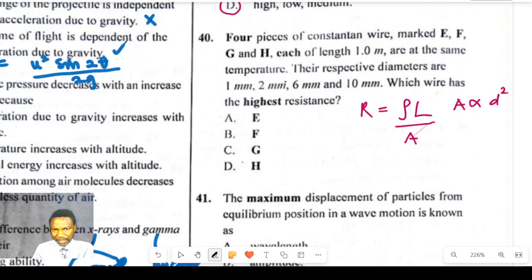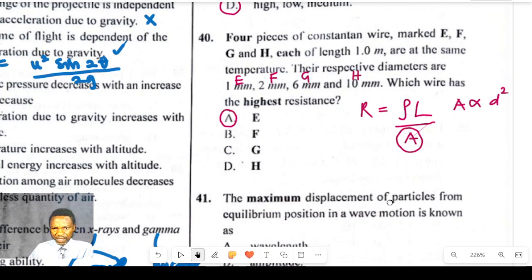So let's look at this. They say this is E, this is F, this is G, this is H, and all of them have the same length. We are interested in finding which of these wires has the highest resistance. It is the one that has the smallest area. So, that is E.